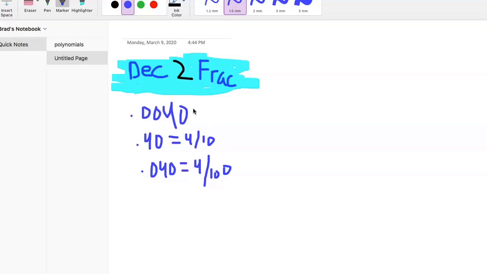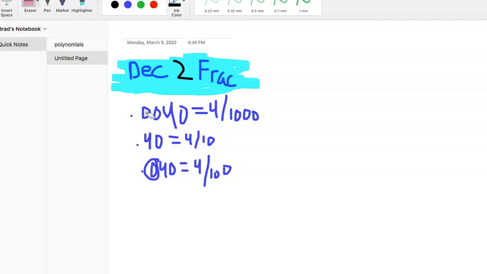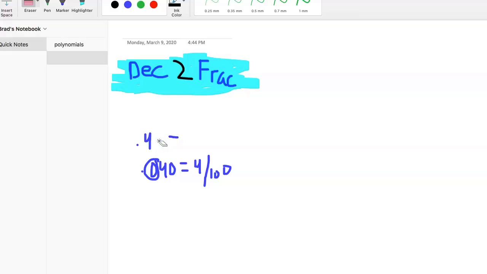We got that. Then 0.0040: here we just have 1 0 in front of the 4, and here we have 2. So one more 0, that means add a 0 down at the bottom, and we get 4 out of 1,000. 4 1,000ths for an answer. Hopefully starting to make sense. And let's do one more.